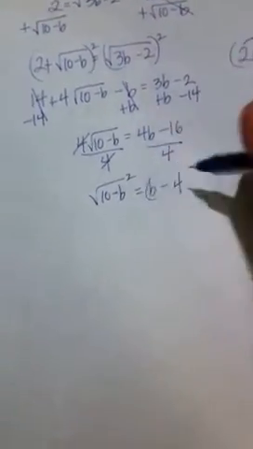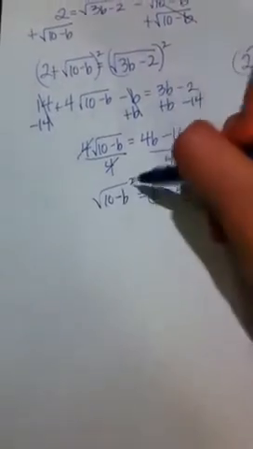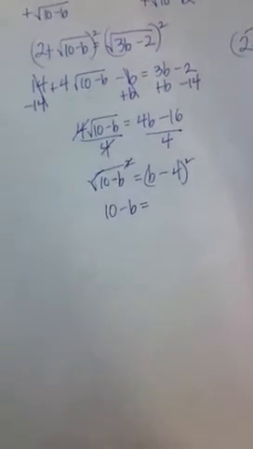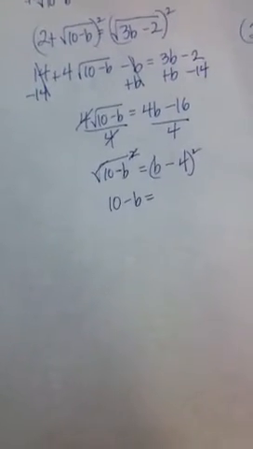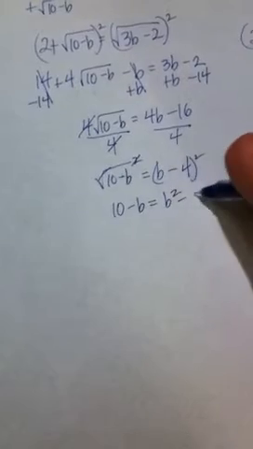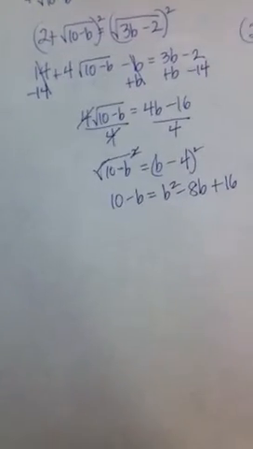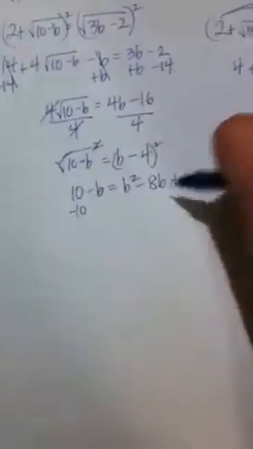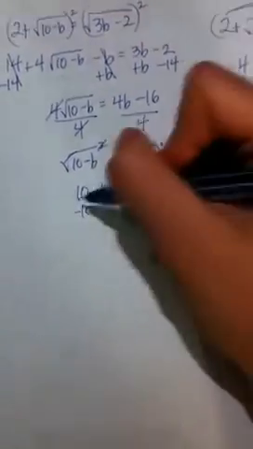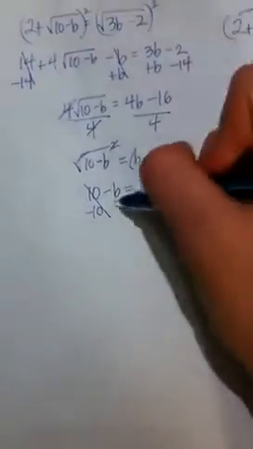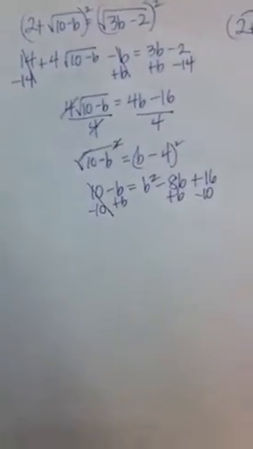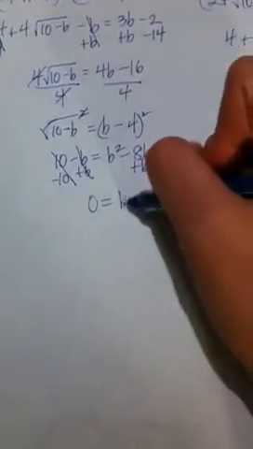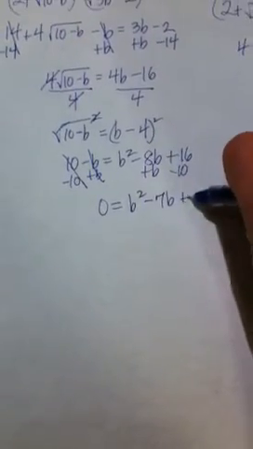I can square both sides. That cancels, and I have 10 minus b. I'm going to do FOIL. This is b minus 4 times b minus 4. I'm not going to write it out this time, but b squared minus 8b plus 16. Move the 10 and the b, so I'm going to subtract 10 here and here. I'm going to add b here and here. So I am left with 0 on the left. I have b squared minus 7b plus 6.